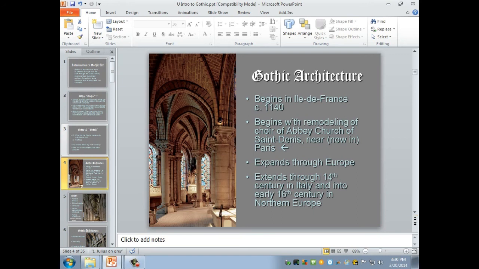The Chapel of Henry VII in Westminster Abbey in London is actually early 16th century, but it's an example of the continuation of the Gothic style in architecture, even into what we really expect to be the Renaissance. And they definitely overlap. You can call them late Gothic, or you can call them Northern Renaissance.